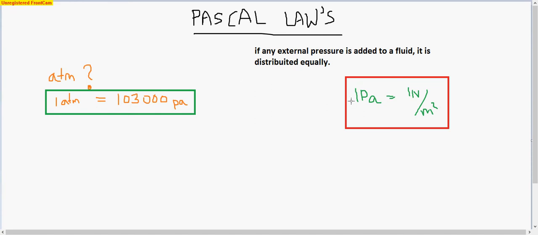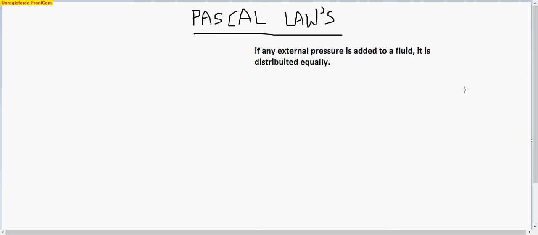Now let's do a problem to show that the force is not equal. I'll rub this off. You don't mind me rubbing this off, right? Even though I just wrote it.